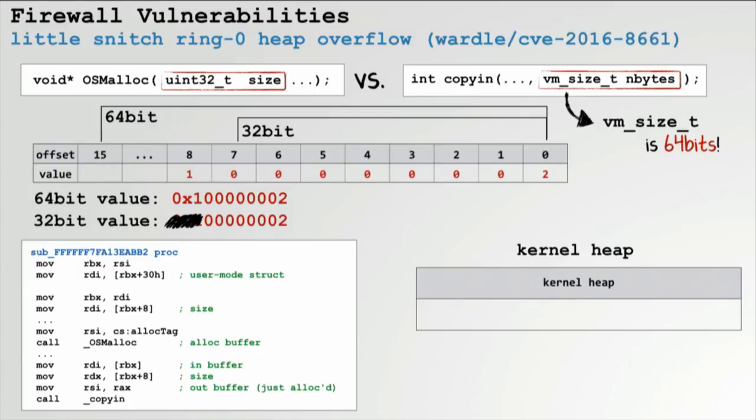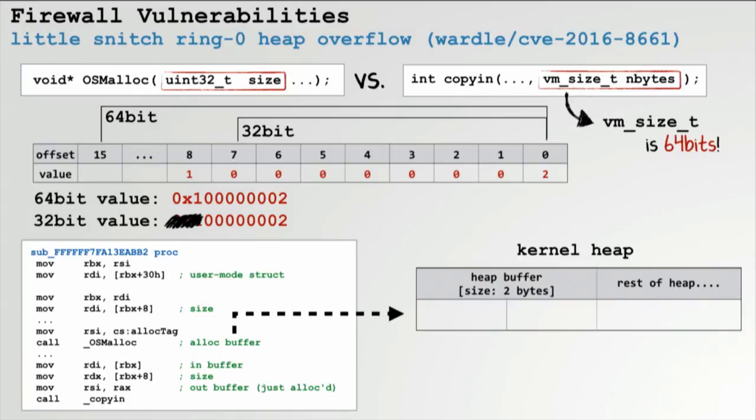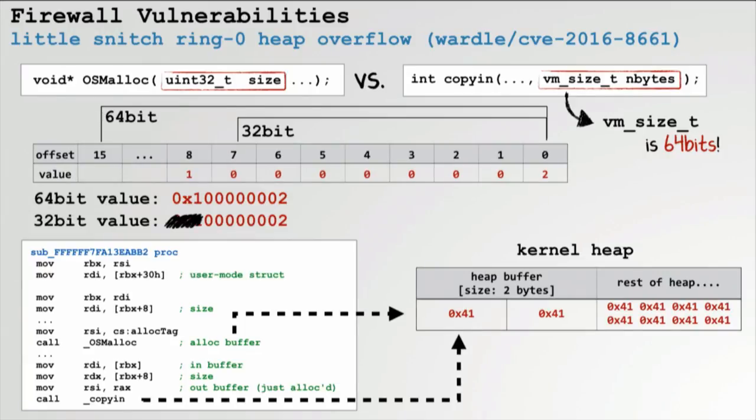So I talked about this bug at DEF CON a while ago, but just briefly to go over, it's a neat kernel bug that affected the Little Snitch firewall kernel extension. Basically, the firewall extension took a 64-bit value from user mode and used that in an allocation and a copy routine. Unfortunately, the allocation routine expected a 32-bit value, so it would truncate that. However, the copy routine expected a full 64-bit value, so it allowed us to have a controllable mismatch between the allocation and then the copy routine, which led to an exploitable heap overflow in the kernel, allowing us to execute arbitrary code in ring zero.